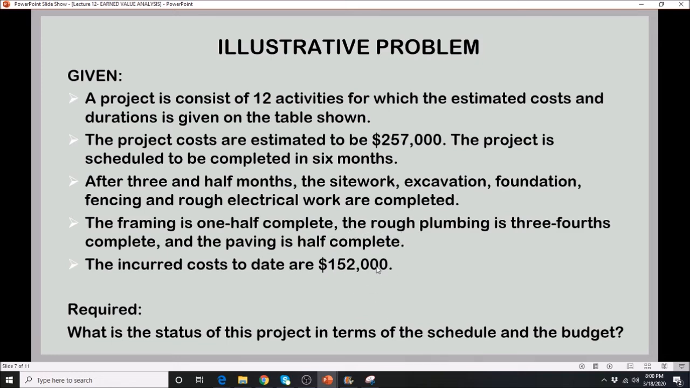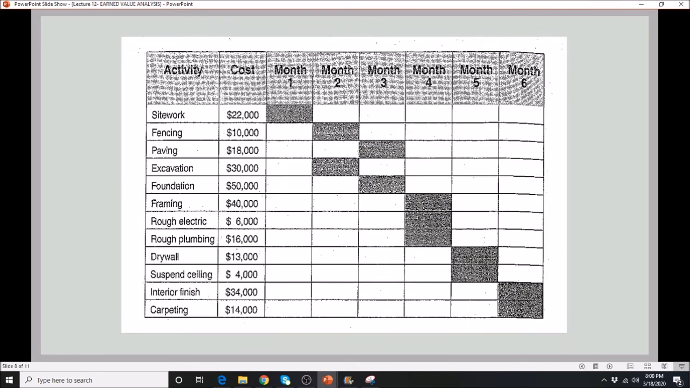What is this value here? That is the actual cost of work performed. That is the recorded cost that you have on the logbook that has been tallied and calculated by the project manager. So we're asked to determine the status of this project in terms of the schedule and the budget, that is the cost. So how do we approach that?